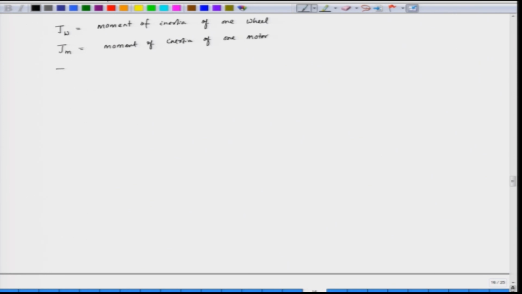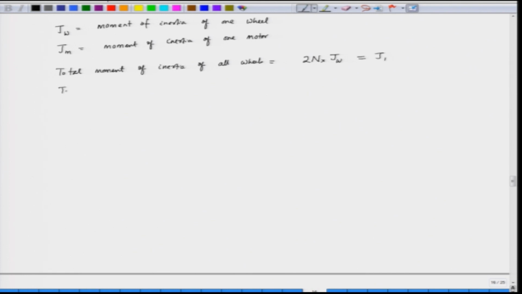So, total moment of inertia of all wheels is equal to, we have Nx as the number of axles. So, the number of wheels is 2 into Nx, and each wheel has the moment of inertia Jw. So, this is the moment of inertia of all wheels. We call that J1 combinedly.